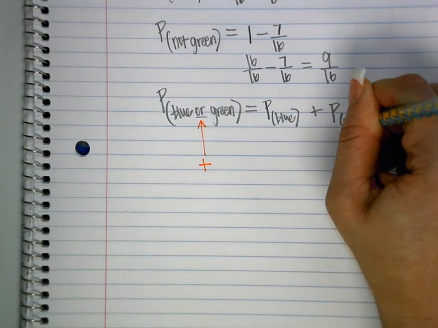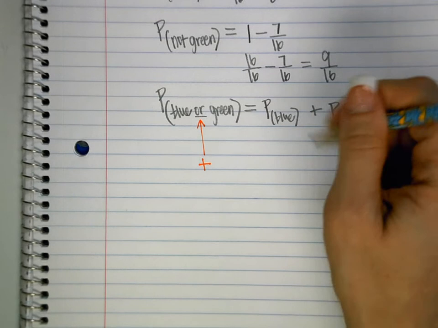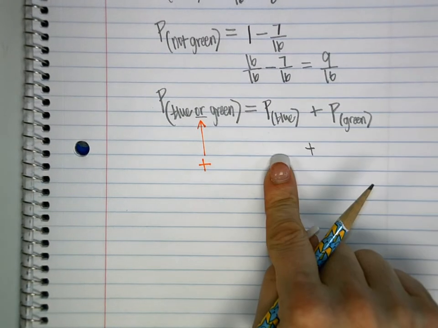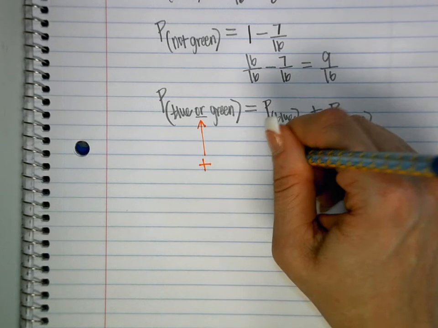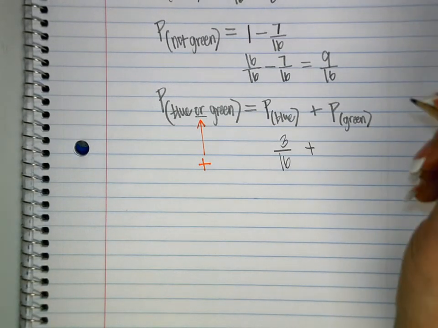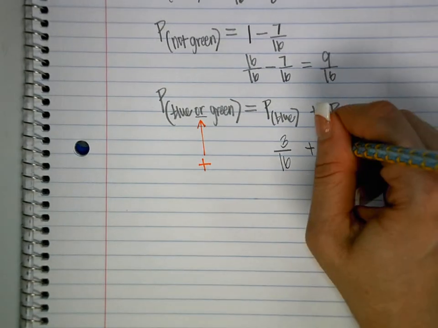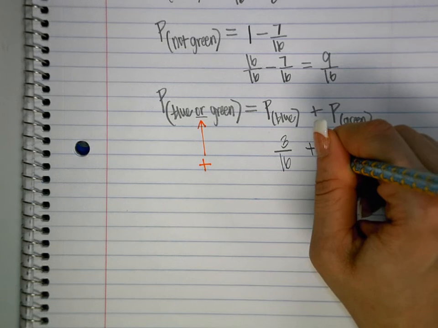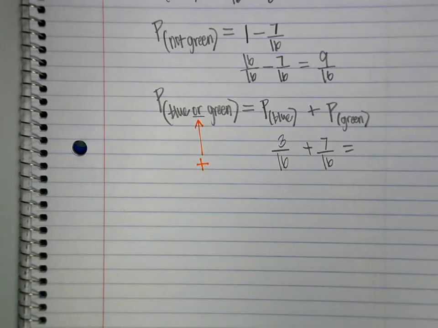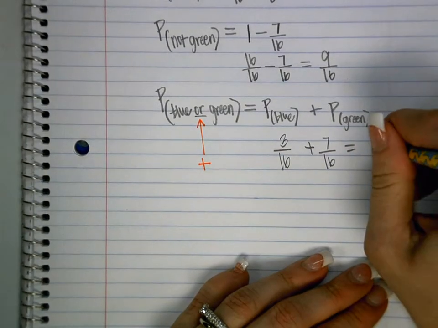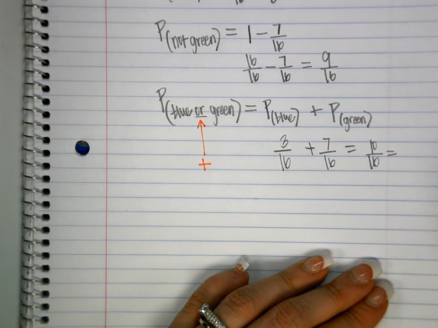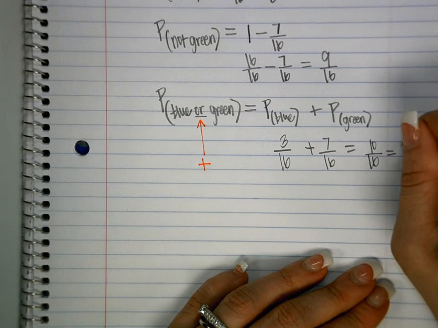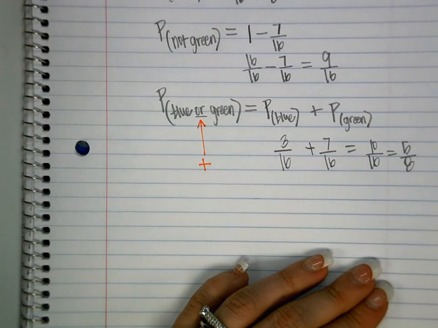So what is the probability that your marble would be blue? How many blue marbles are there? 3 out of a total of 16. Plus, how many green marbles are there? 7 out of a total of 16. So the probability of being blue or green, add those together, would be 10 out of 16. And that reduces to what? 5 out of 8. Right?